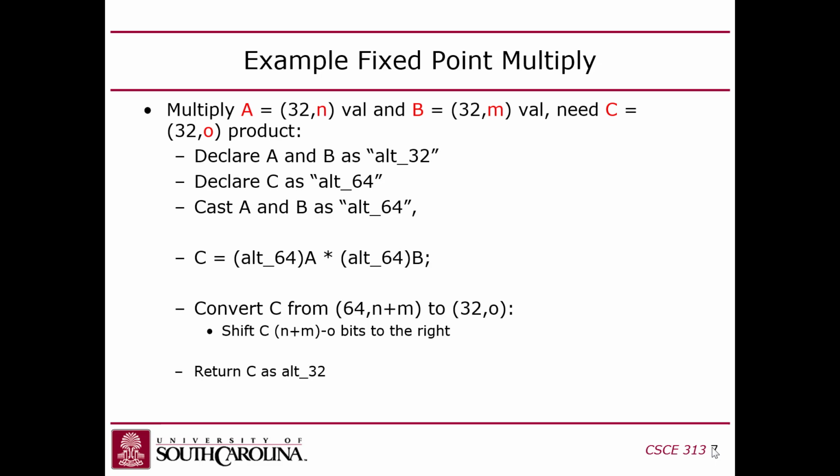So if you typecast the operands as alt_64, not U64, just alt_64, now here's the part that's hard, that you have to make sure you get right. You have to put the result into a variable that has been declared as an alt_64. Does it make sense? And if you do that, it should preserve all 64 bits of the product.